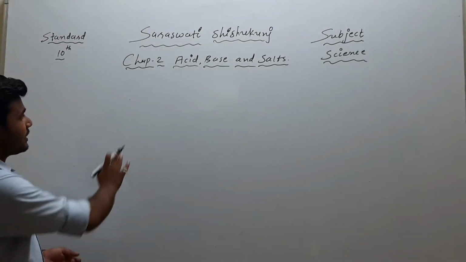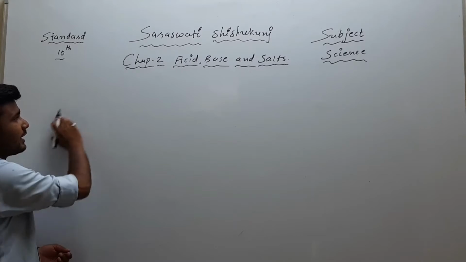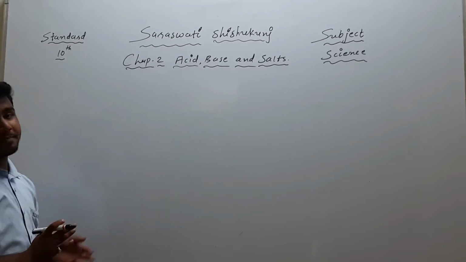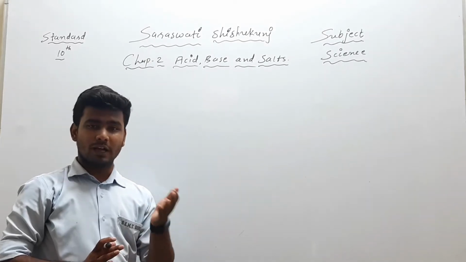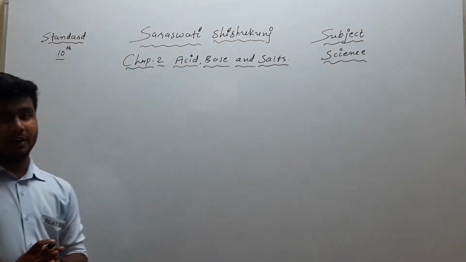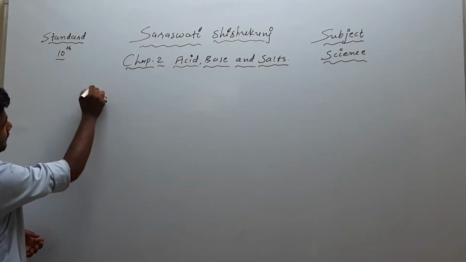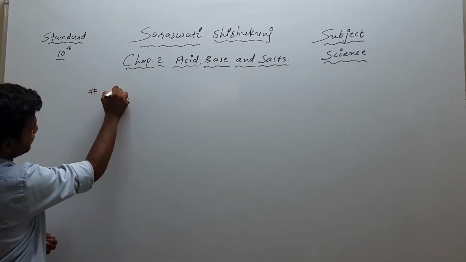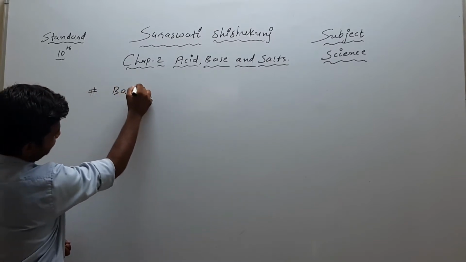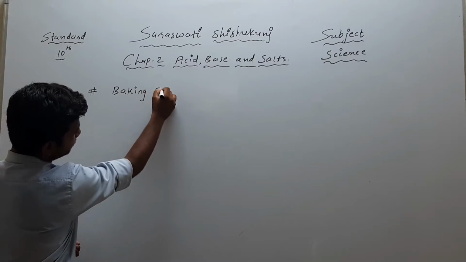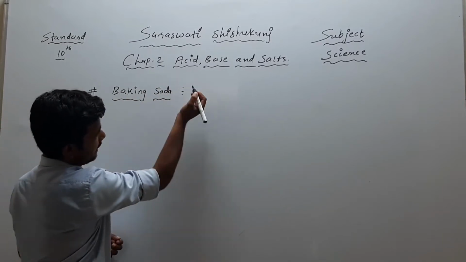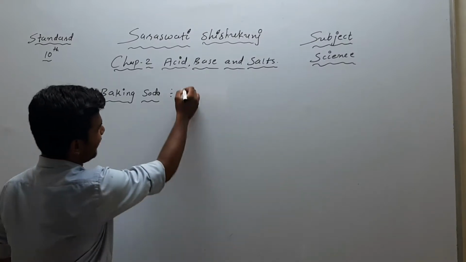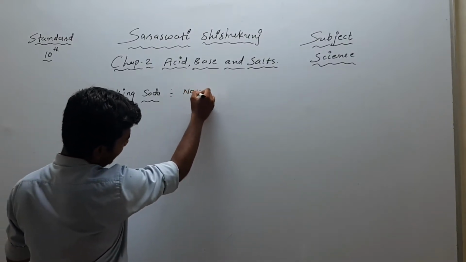In today's video lecture, we are going to understand sodium hydrogen carbonate and sodium carbonate. So let's start our journey. First, we are going to discuss baking soda. And this baking soda, its chemical formula is NaHCO3.